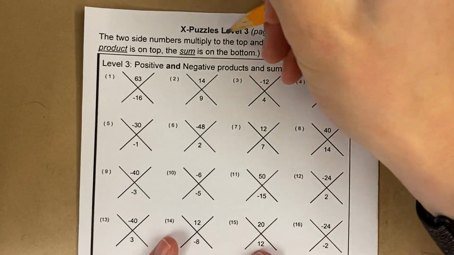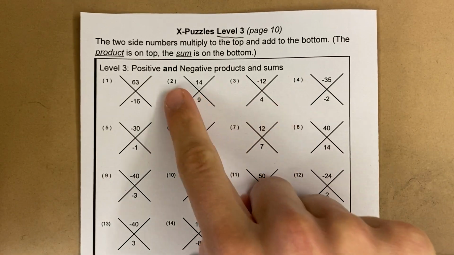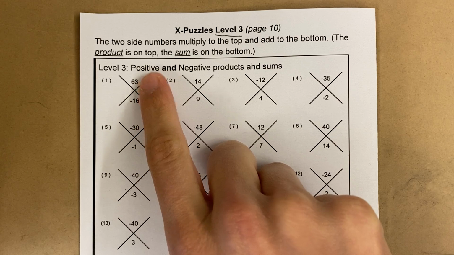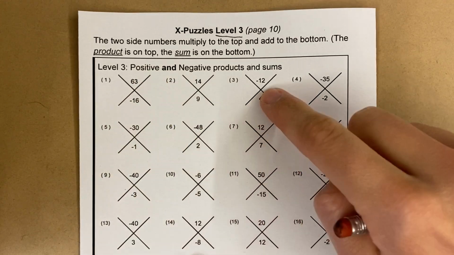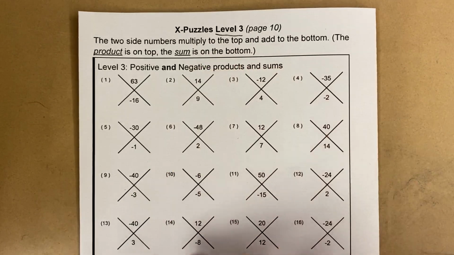All right, at level 3, the big difference is the signs. They're all mixed up. Here, these are two positives. Here, the product is positive, right? The numbers multiply to be positive, but add to be negative. Here, the product is negative, okay? So the difference with level 3 is the signs are mixed up.